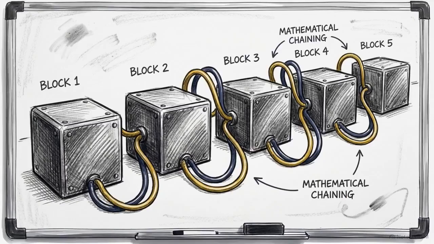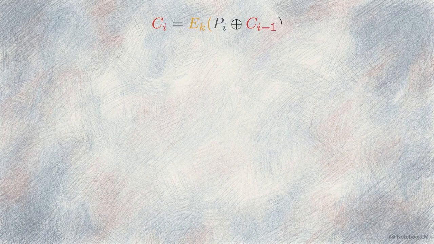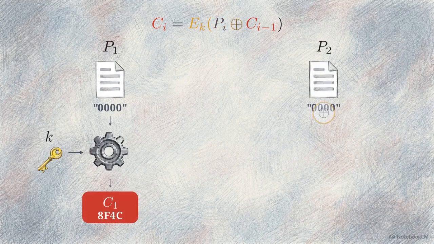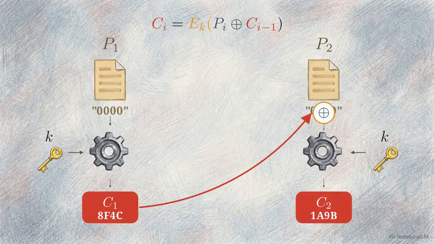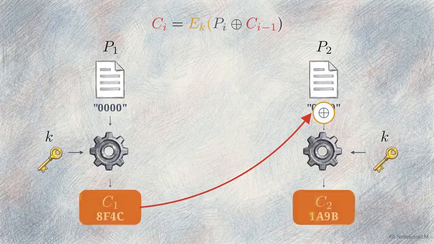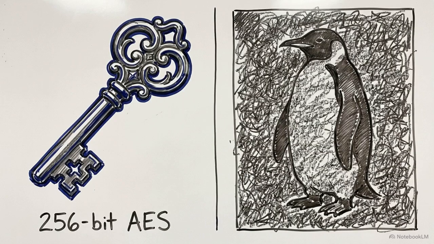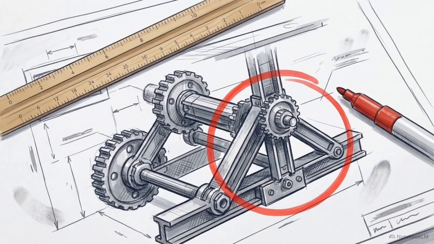To fix this, we use cipher block chaining, or CBC mode, where each block mathematically depends on the previous block. Looking at the CBC formula, we take the plaintext and XOR it against the ciphertext of the previous block before encrypting it. This destroys repeating patterns. The strength of a 256-bit AES key cannot fix the structural flaws of ECB mode. Cryptographic security depends on the implementation of the operational mode just as much as the algorithm itself.